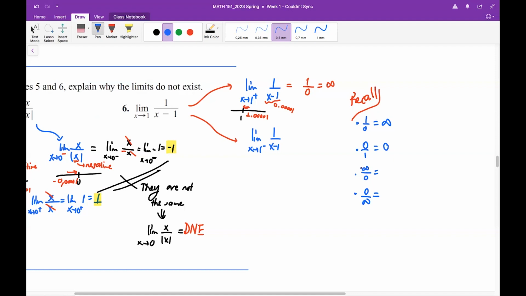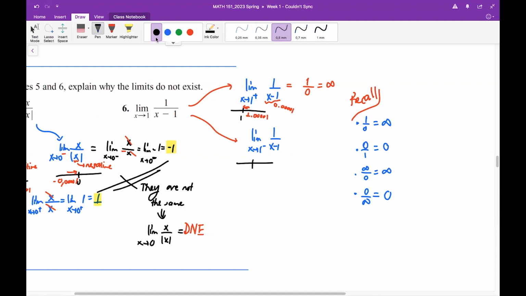It is 0. Infinite over 0 is obviously infinite, because instead of 1 you write infinite, which is much bigger than this. So infinite. 0 over infinite is 0. Okay, don't forget such expressions. Now we can turn back to our exercise.